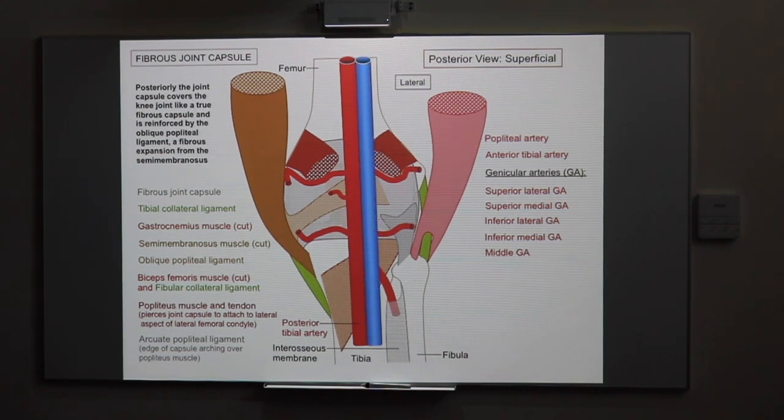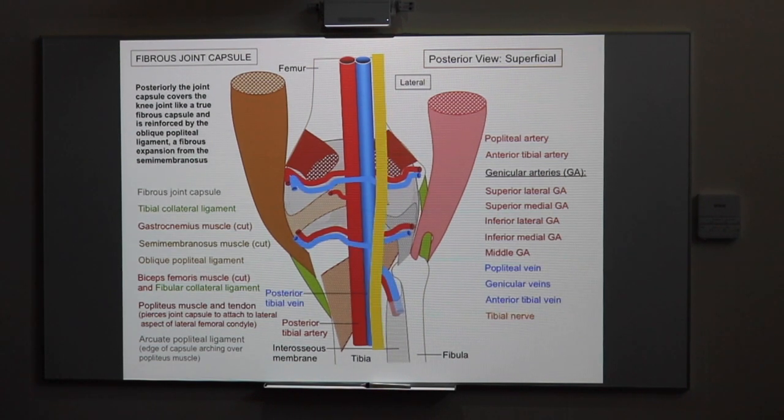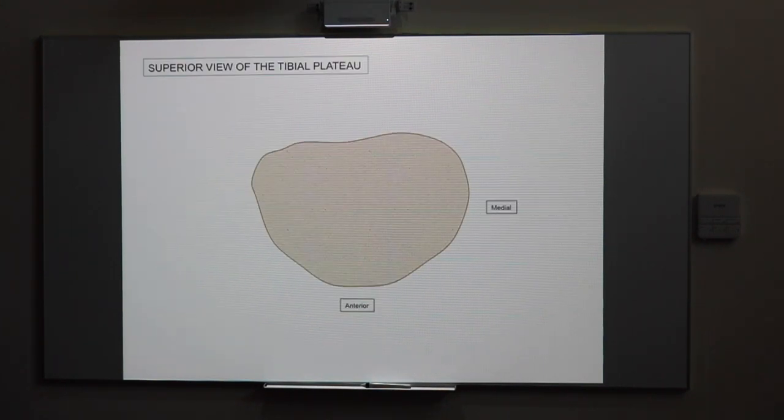So now I have the popliteal vein and the tributaries with similar names. Just as a reminder, my sciatic nerve bifurcates into the common fibular and tibial nerve. Is it all clear? Now we are coming to the superior surface of the tibia.